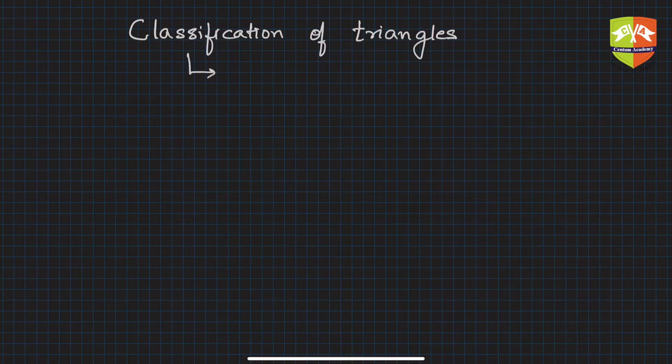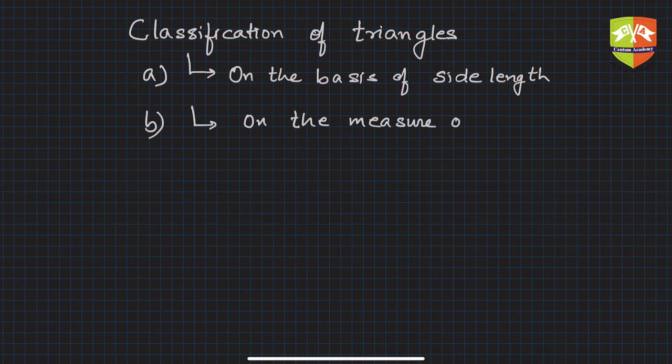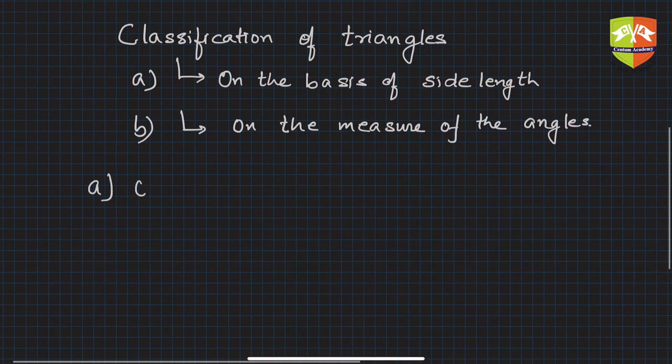One is on the basis of side length or the edge length. This is going to be the first classification, and the second classification is going to be on the measure of the angles. Okay. So let's take the first one, on the basis of side length.